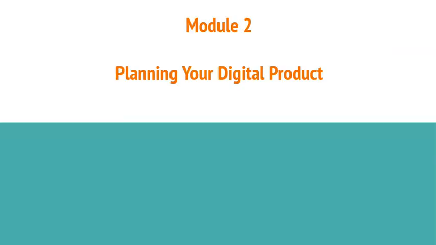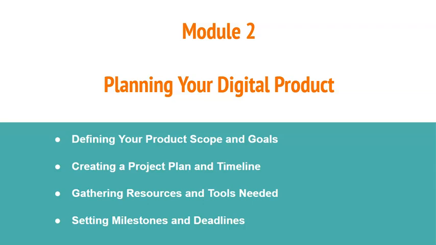And in this class, we're going to talk about planning your digital product. How do you plan out what you're going to create? First is starting by defining your product scope and goals and creating a project plan and timeline, gathering resources and tools, as well as setting milestones and deadlines.